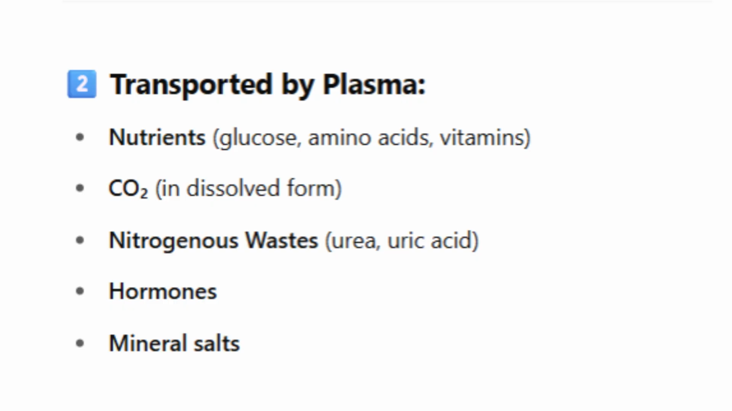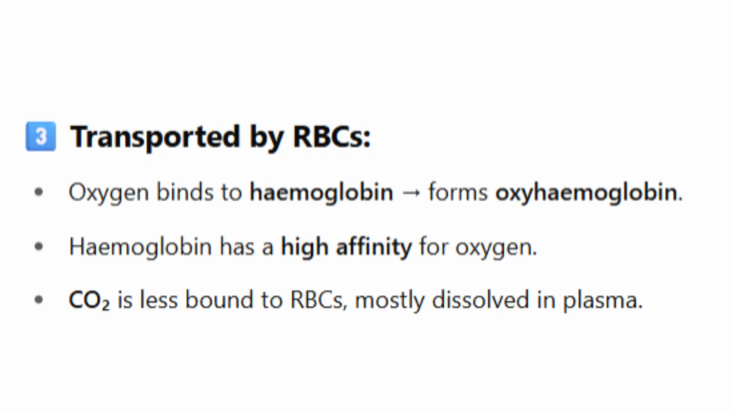Nitrogenous wastes, urea, uric acid, hormones, and mineral salts are transported by RBCs. Oxygen binds to hemoglobin and forms oxyhemoglobin. Hemoglobin has a high affinity for oxygen. CO2 is less bound to RBCs and is mostly dissolved in plasma.